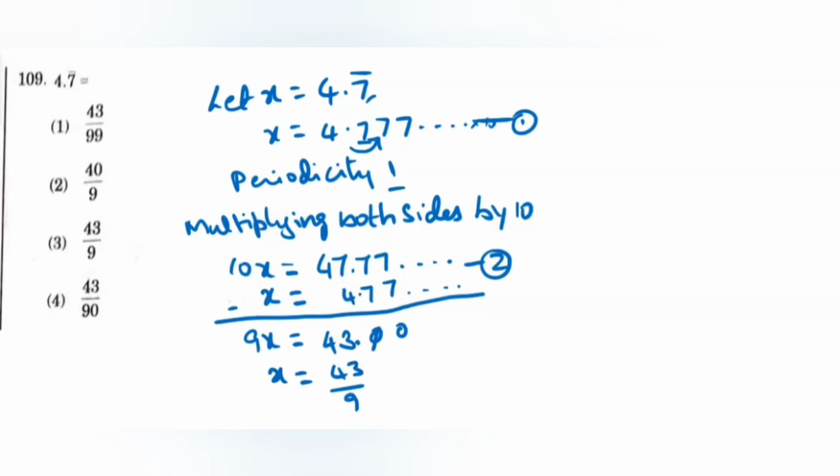Point after zeros can be cancelled here. So it is just 43. And this 9 comes to this side, becomes 43 by 9. So our x value 4.7 bar is nothing but 43 by 9. So our option is 43 by 9.